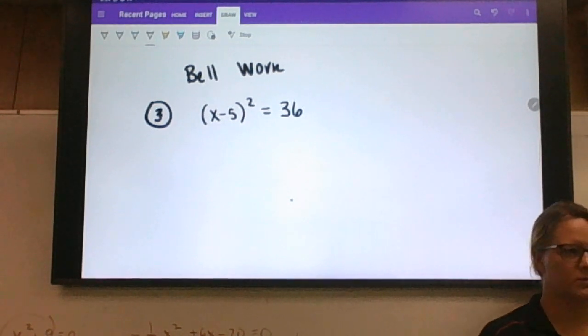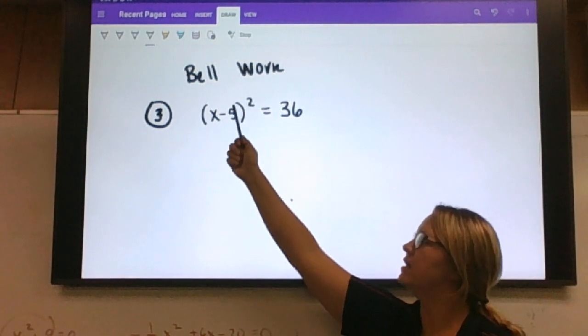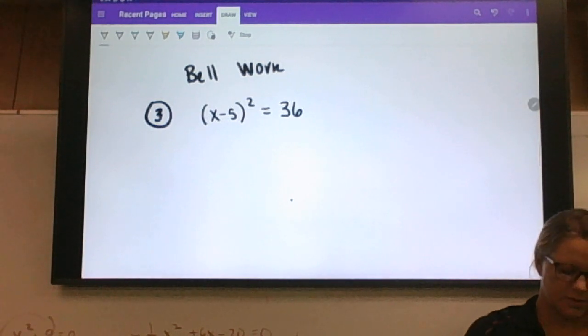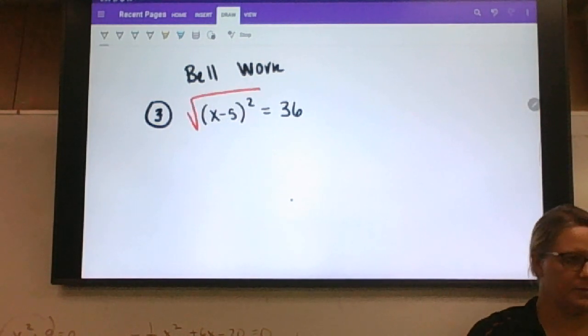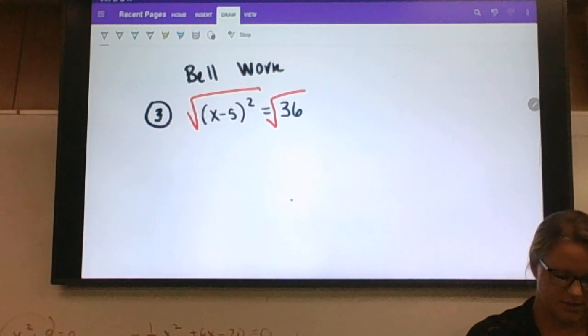Delaney, is that how the problem was written? Okay. So now I know I need to square root both sides. Square rooting will cancel out this exponent of 2. So I'll show my work with a great big square root bar here and a square root bar on the other side.